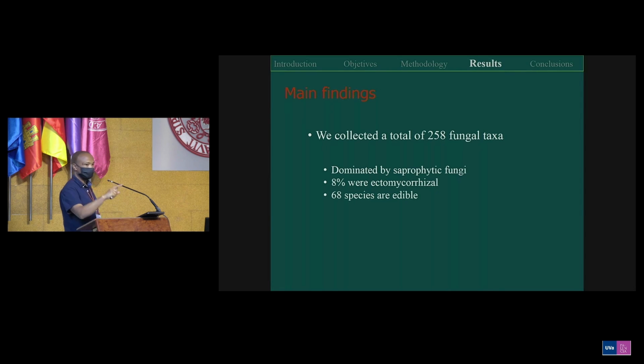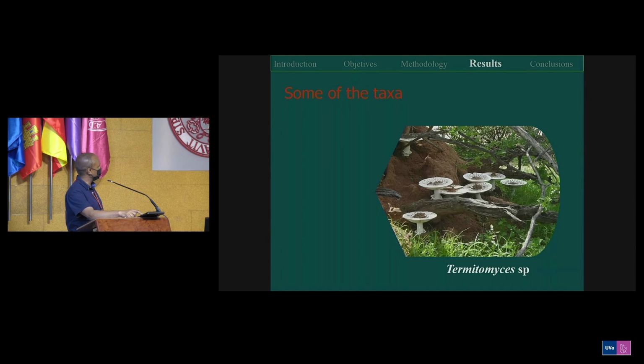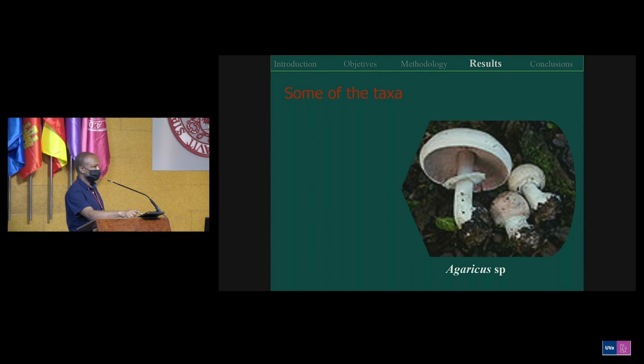As to the main findings from this result, we collected a total of 250 macrofungal taxa from the entire forest systems. And these taxa are dominated by saprophytic species. Of the total taxa that we collected, 8% were ectomycorrhizal. And of the total taxa, about 68 species were found to be edible. These are some of the taxa that we collected, like Termitomyces, edible species, Tricholoma, and different types of Agaricus species that can be used as food.